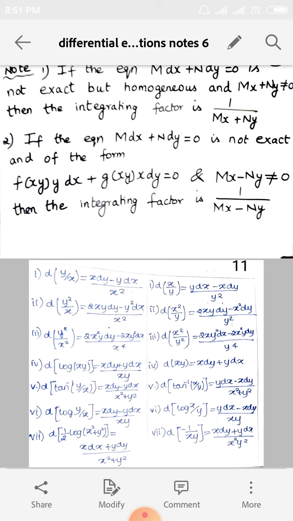And differentiation of log of xy, differentiation of xy, differentiation of tan inverse of y by x, tan inverse of x by y, differentiation of log of y by x, differentiation of log of x by y, differentiation of 1 by 2 log of x square plus y square, and differentiation of minus 1 by xy. So these are the basic formulas, but the first two formulas are very important and very often used in the problems. Right, girls? So just go through all the formulas, study well.